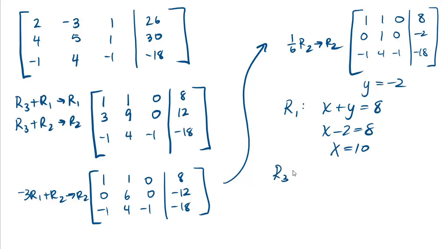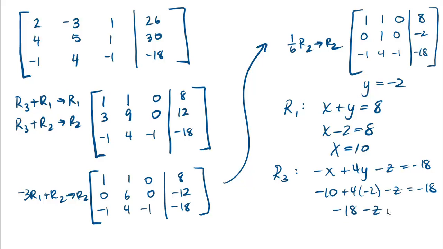Now I'm going to use row 3 to solve for z. I know that the opposite of x plus 4y minus z is equal to negative 18. So negative 10 plus 4 times negative 2 minus z is equal to negative 18. So that's negative 18 minus z equals negative 18, so z must be equal to 0. And our solution is the ordered triple 10, negative 2, 0.